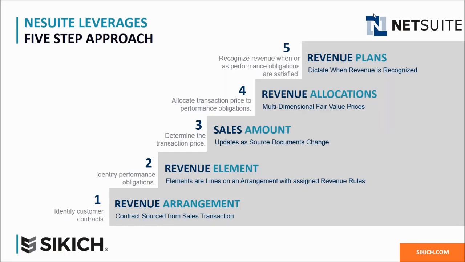And then step 5, we have recognizing revenue when or as performance obligations are satisfied. Within NetSuite, we then have what's called a revenue plan. So we have actual plans and we have forecasted plans, and these are going to dictate when we're going to recognize the revenue, how much, and we'll also have a corresponding journal entry linked to them when it comes time to post it to your GL.